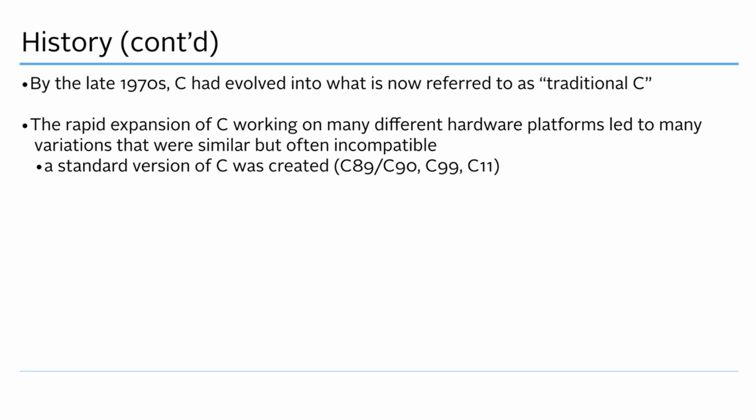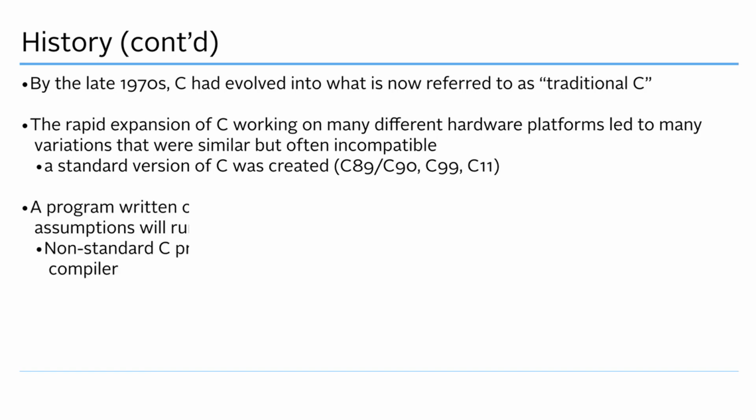So I want to talk a little bit about the different variations of C. What this really means is there are different standards. Just like there's a Windows 10, a Windows 8, a Windows 7, there are different versions of C. There's C89, C90, C99, and C11. This basically represents the years 1989, 1990, 1999, and 2011. So there are standard versions of C.